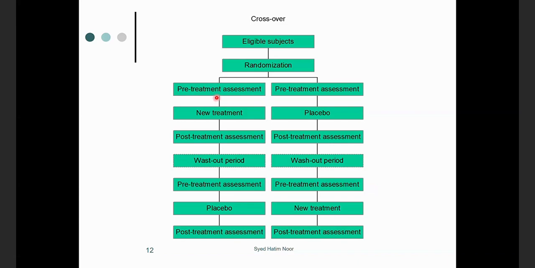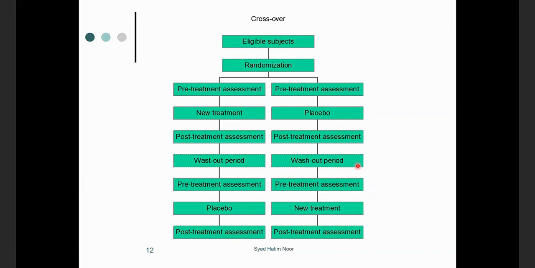Alright, and then we need to do a washout period, because after that, they will swap. Group A just now will receive placebo, group B just now will receive the new treatment. They will swap. That means both groups will receive both, but at a different time. So that's why we need a washout period.